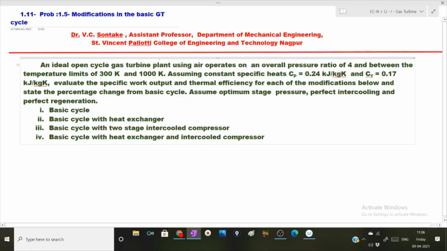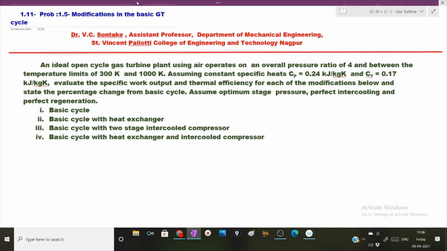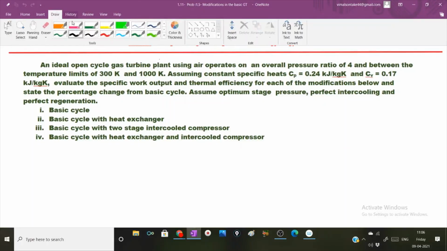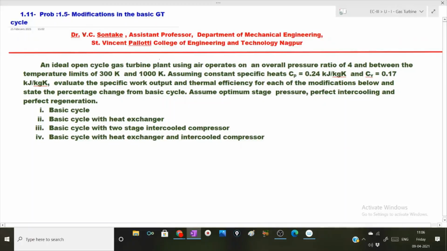So let us start solving this problem. It is problem number 1.5, and in this problem various modifications are carried out in the basic cycle, basic Brayton cycle. So we have to calculate what will be the percentage change in the performance of gas turbine cycle in terms of specific power output and thermal efficiency.